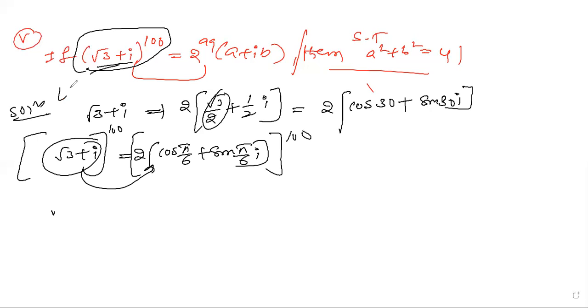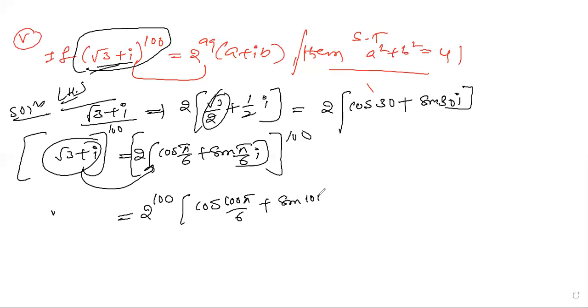For this LHS I am taking, I'm working over here. LHS equals this one. Then I will make it power 100: (root 3 plus i) whole power 100. For this, we get 2 power 100 into cos of 100 pi by 6, next sine of 100 pi by 6 into i. This is the LHS value, root 3 plus i to the power 100. Copy with me parallelly.